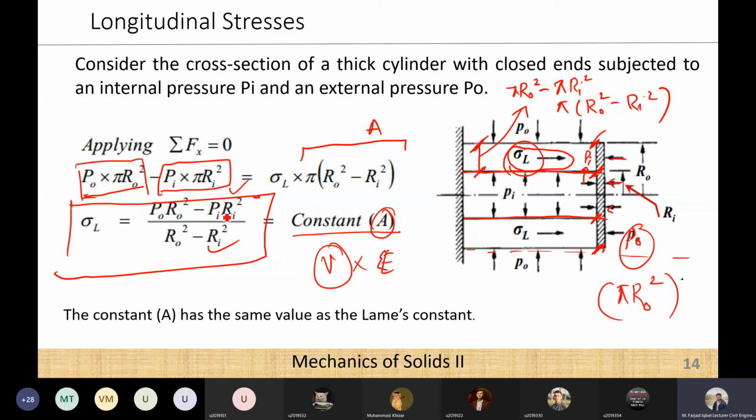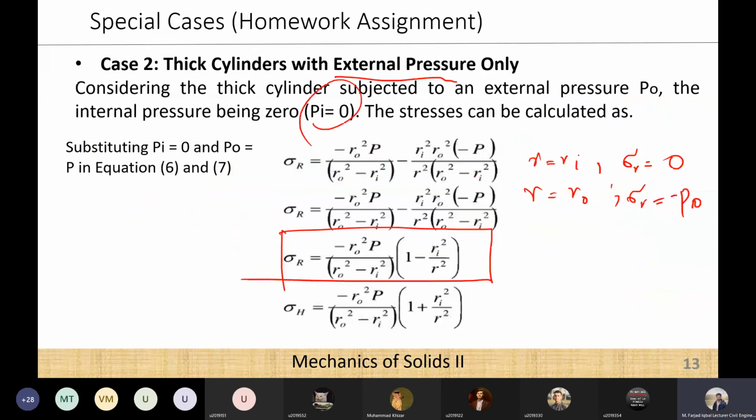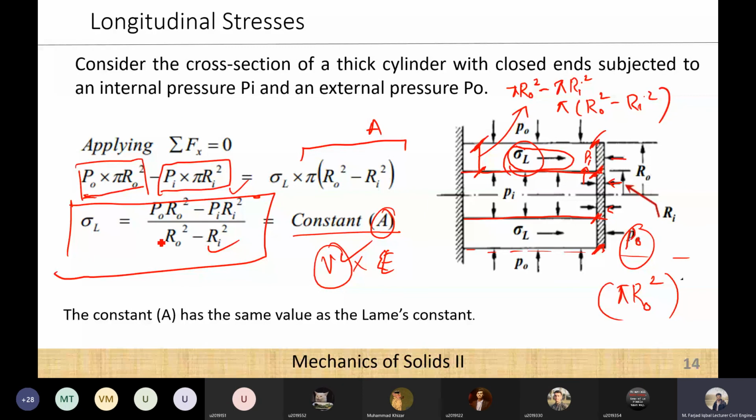In some cases you won't be provided with the internal pressure or radius. Then you can use the equation of Poisson ratio or modulus of elasticity to get the value of this sigma L. And why am I saying that this is a constant value? In this equation, you can see that we have P naught and Pi. These will remain constant if you have been provided with a thick cylinder. Similarly, R naught and Ri are also constant values. These will be the same for a particular cylinder. So for one cylinder, this sigma L will remain constant.